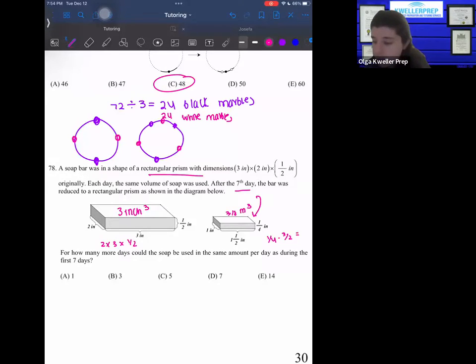So now the question is, well, how much was used, right? So 3 minus 3/8 is going to give me how much?